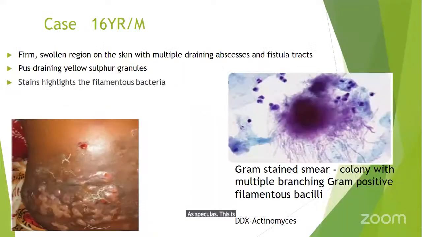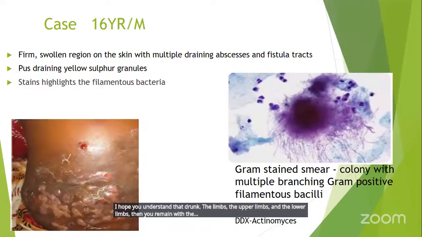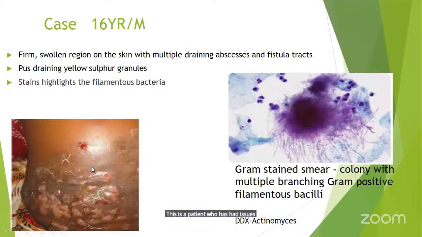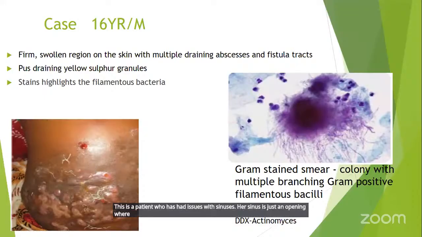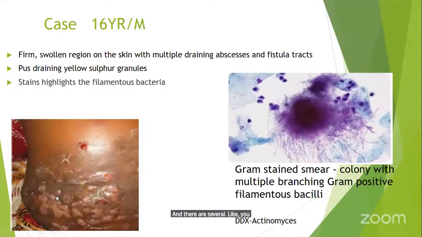This is another story. This is a trunk. I hope you understand a trunk. A trunk is like you cut the limbs, the upper limbs and the lower limbs. Then you remain with the part of the buttocks as you go upwards towards the back. This is a patient who has had issues with sinuses. A sinus is just an opening where there's some discharge of pus, blood, and water. And there are several. Like you can see here, there are several sinuses.